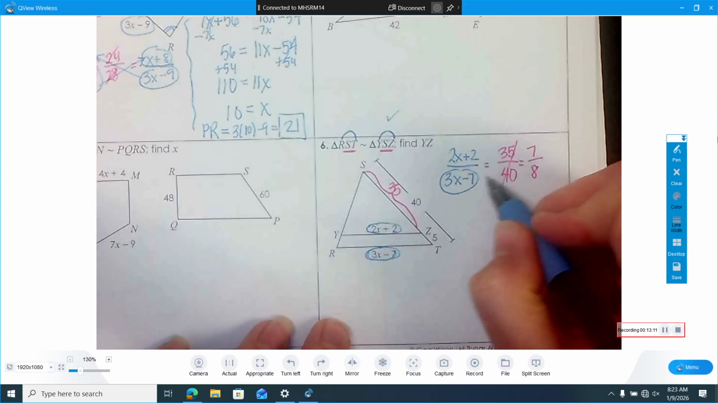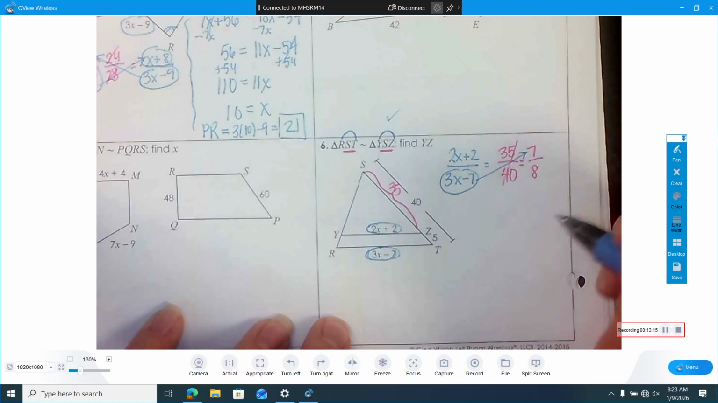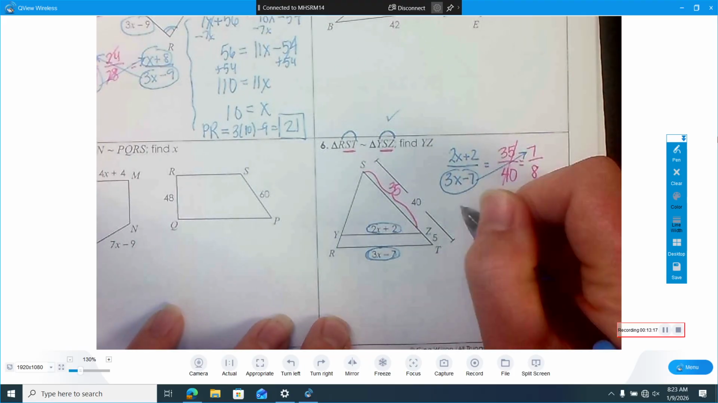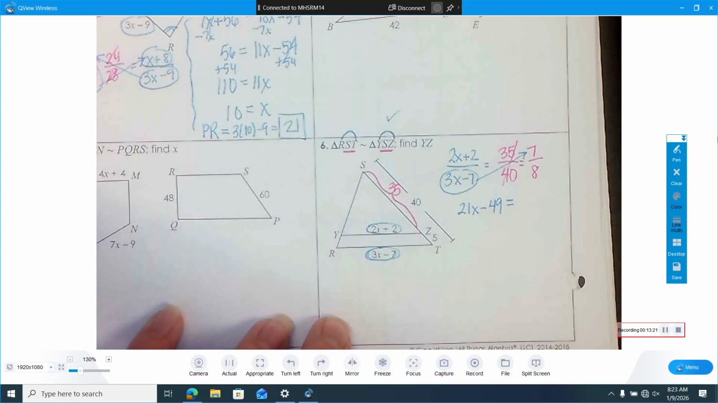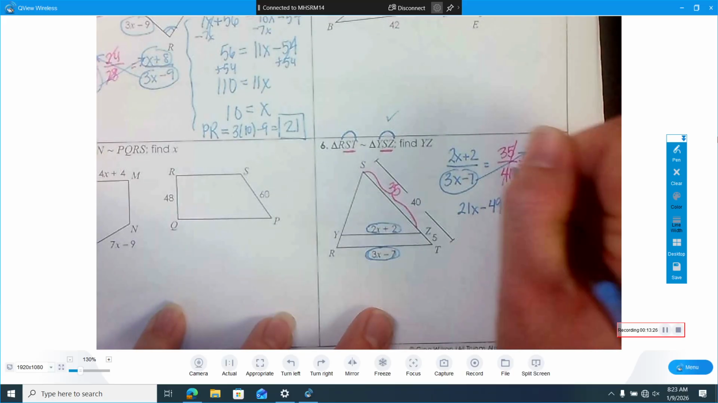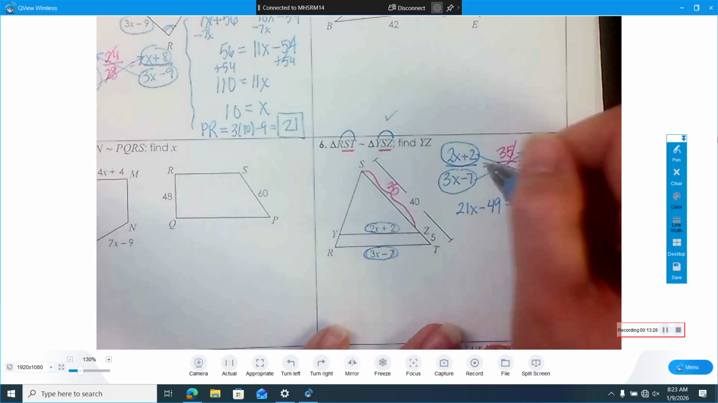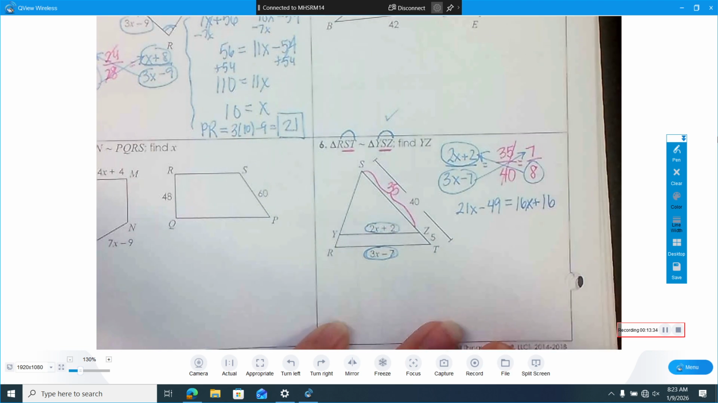All right. So I'm going to multiply 3x minus 7 times 7, which is 3x times 7 is 21x. 7 times 7 is 49, so minus 49. And I'm going to multiply 8 times the 2x plus 2. 8 times 2x is 16x, and 8 times 2 is positive 16.